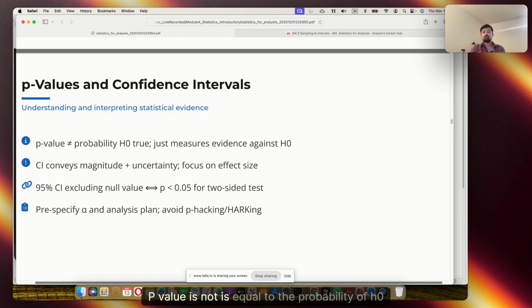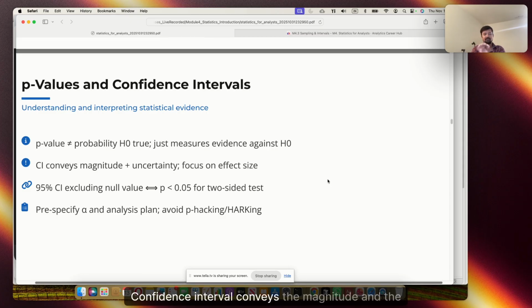P value is not equal to the probability of H0 being true. It just measures the evidence against H0. The p value is always measuring the probability, what are the chances that the null hypothesis is not true, or like the probability of checking that the alternative hypothesis is true. So it is always trying to reject the null hypothesis.